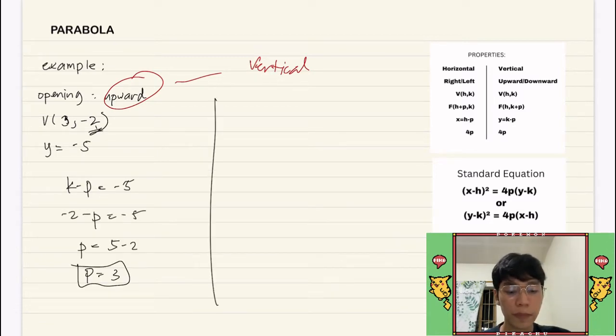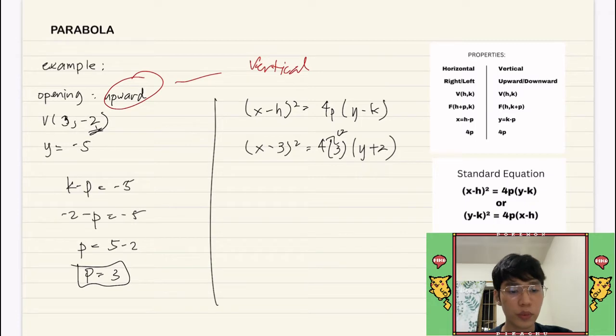So in order to get 4p, multiply both sides by 4. So 4p is equal to 12. So now that we have h, k, and 4p, we can now identify the equation. So given that the parabola is upward, we can use the vertical standard equation. So it is x minus h quantity squared equals 4p times the quantity y minus k. Substitute the numbers. So we now have x minus 3 quantity squared equals 12 times the quantity y plus 2.